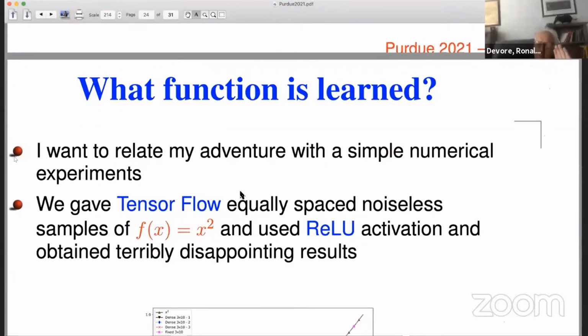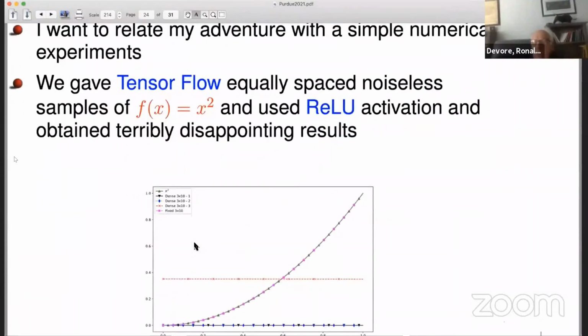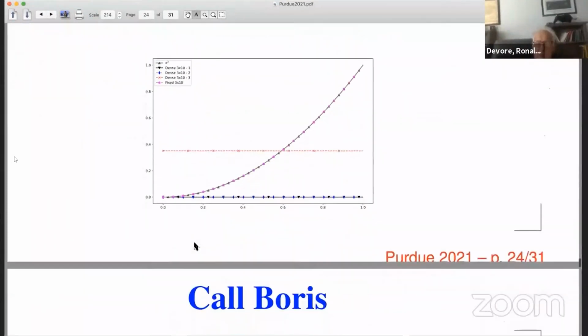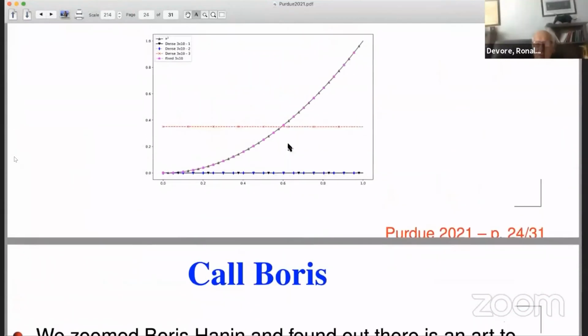I said, okay, what functions are we learning when we use deep learning? So let's take a simple example. Let's take the function x squared. I'll give you data at 100 equally spaced points on [0, 1]. You tell me what function you generated. What is f hat when you use deep learning? I put it into TensorFlow, and I get nonsense out. The functions it gives me as the approximation to x squared are like constant functions or the zero function, and so this is very poor.